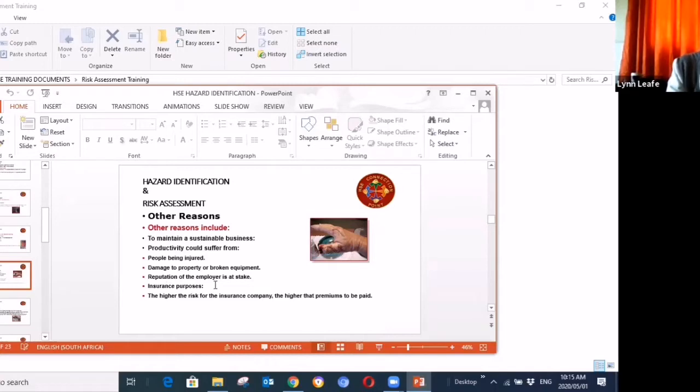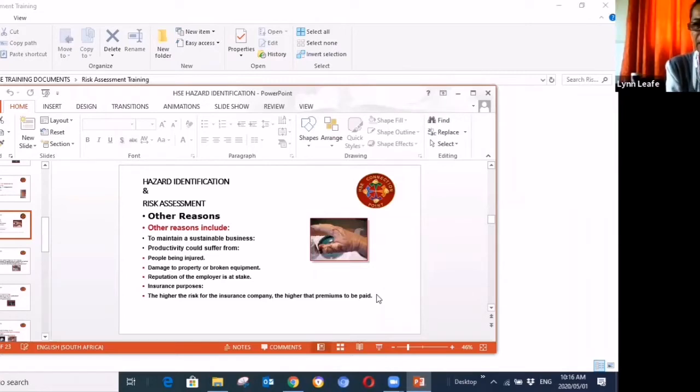Insurance purposes. The higher the risk for the insurance company, the higher that premium is to be paid. I'd also like to throw into that, when you have more than one incident on site, your insurance premiums also go up. They don't just wait for annual increases, they also increase as per incidents that go up on your site.